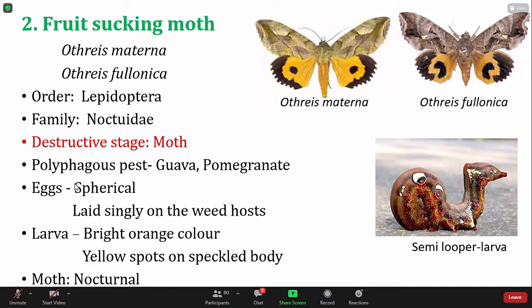Eggs are spherical and they are laid singly on the weed host. Larva is bright orange color with yellow spots on a speckled body. Speckled means numerous spots appear on the body. You can see many spots present in the brightly colored larva, and the larva is a semi-looper.